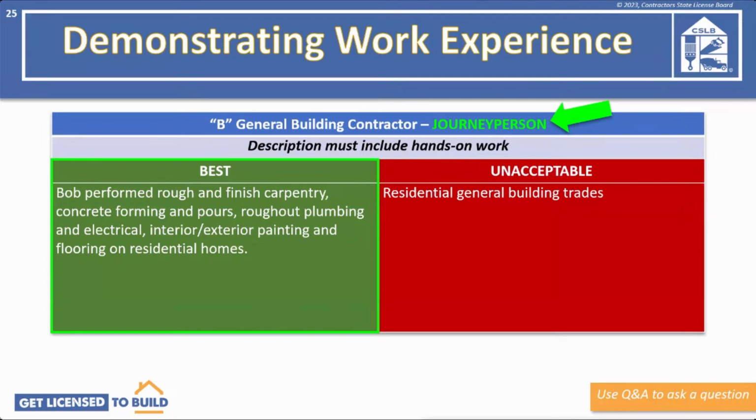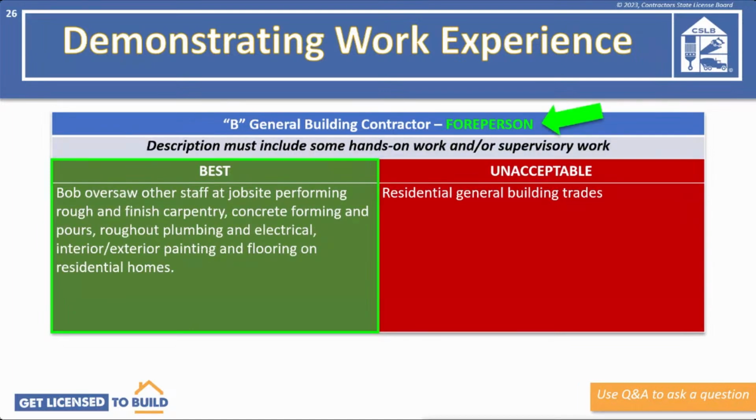Journey person experience must include hands-on work like this. Bob performed rough and finish carpentry, concrete forming and pours, rough out plumbing and electrical, interior, exterior painting, and flooring on residential homes. An unacceptable description would be something generic like residential general building trades.